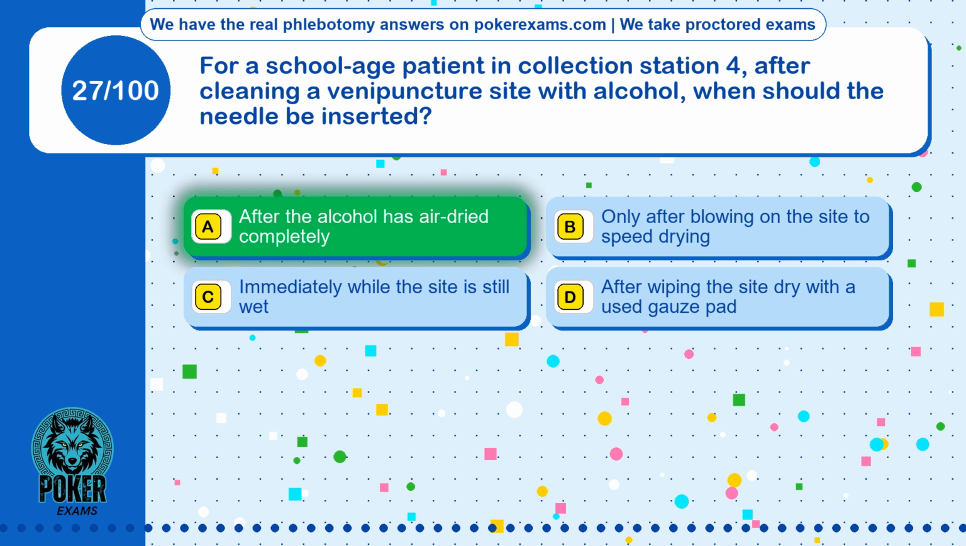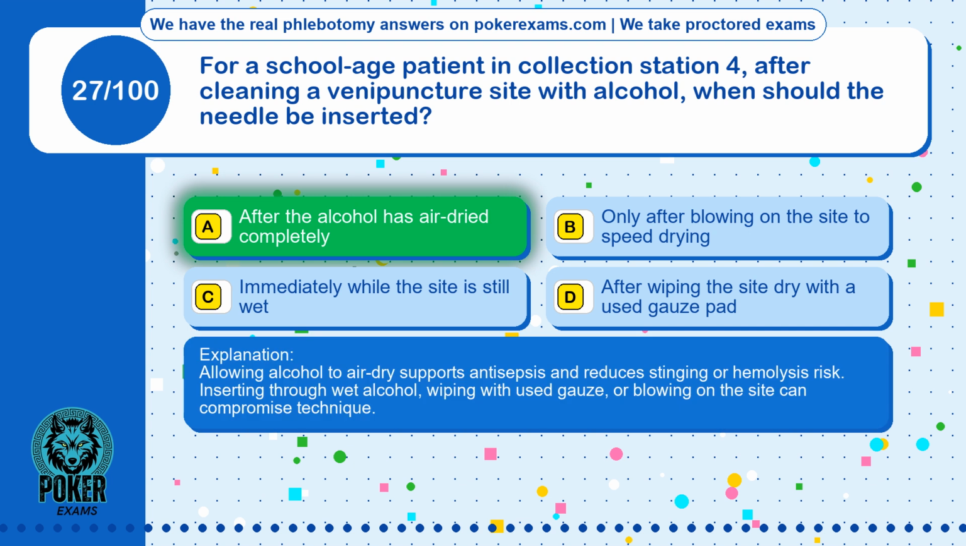The correct answer is option A, after the alcohol has air-dried completely. Allowing alcohol to air-dry supports antisepsis and reduces stinging or hemolysis risk. Inserting through wet alcohol, wiping with used gauze, or blowing on the site can compromise technique.